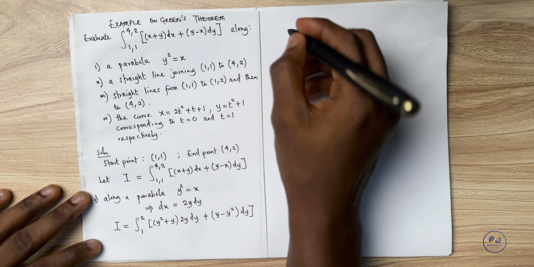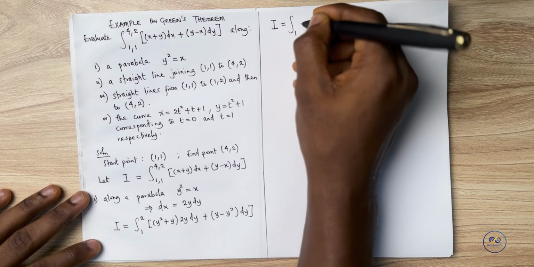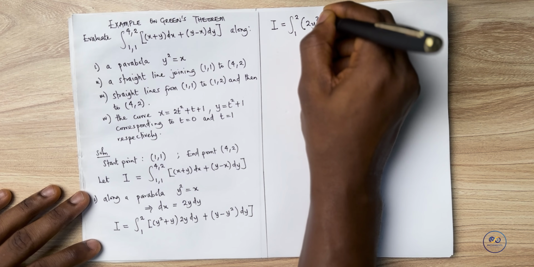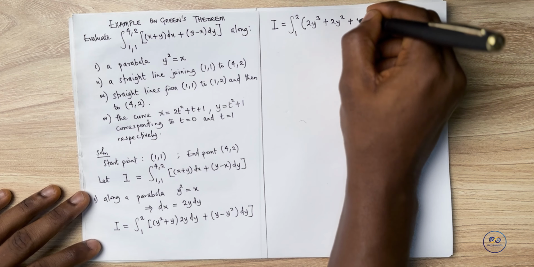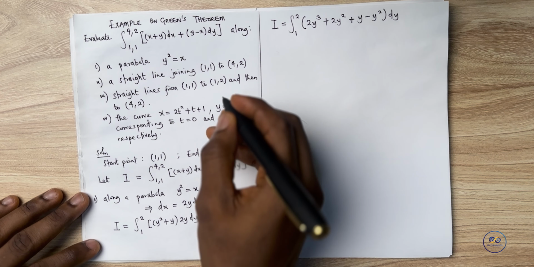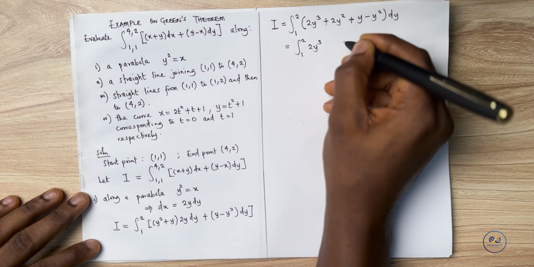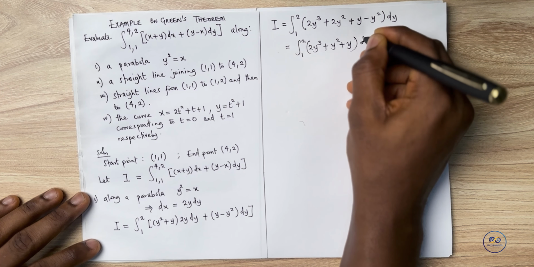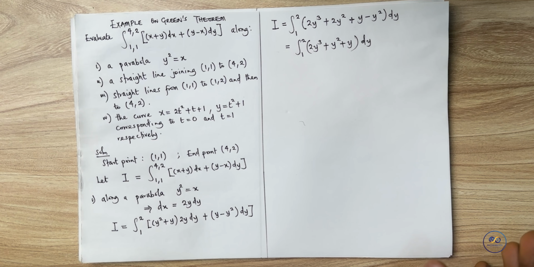Now we can expand and simplify. We see that I will be equal to, when we expand, the integral from 1 to 2 of 2y cubed plus 2y squared plus y minus y squared dy. This is what we're going to expand into. So if we collect like terms, we'll have the integral from 1 to 2 of 2y cubed plus y squared plus y dy. And this just simplifies into a beautiful algebraic integration process.